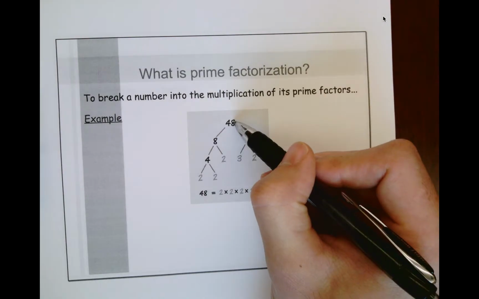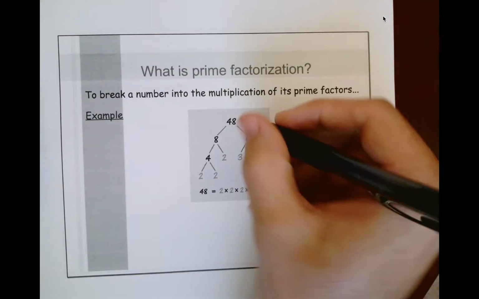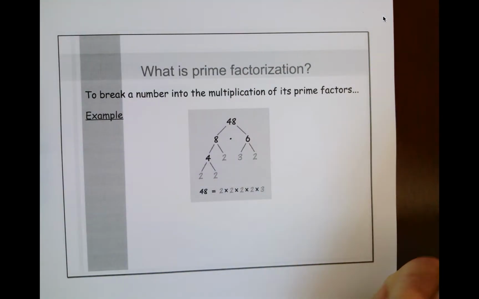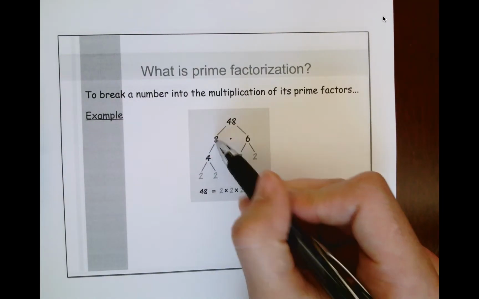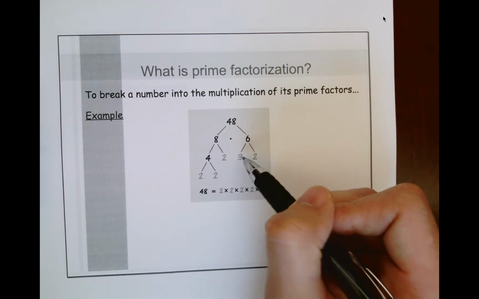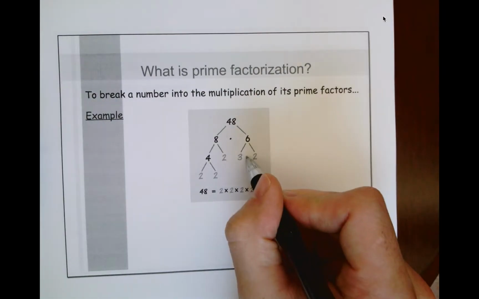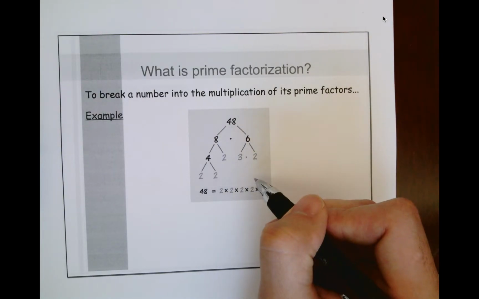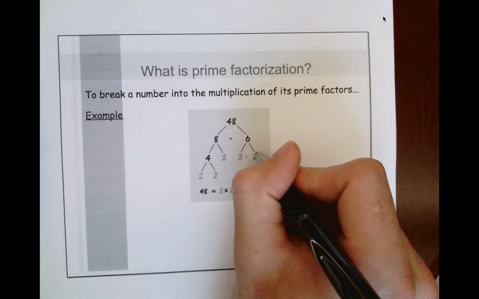So looking at this, you think about, all right, well, 48, I know that's 8 times 6. So I'm going to rewrite that as 8 times 6. From there, I could say, well, 8 is really 4 times 2, and 6 is really 3 times 2. On this side, 3 times 2, I know there's nothing else I could break down. So this would be done.